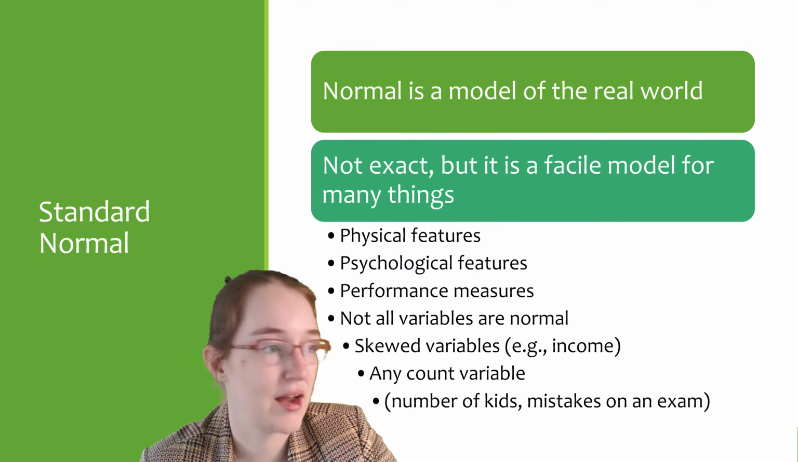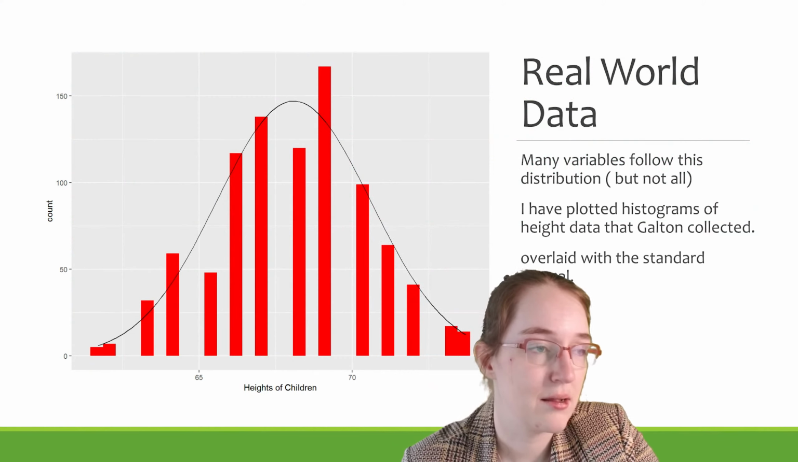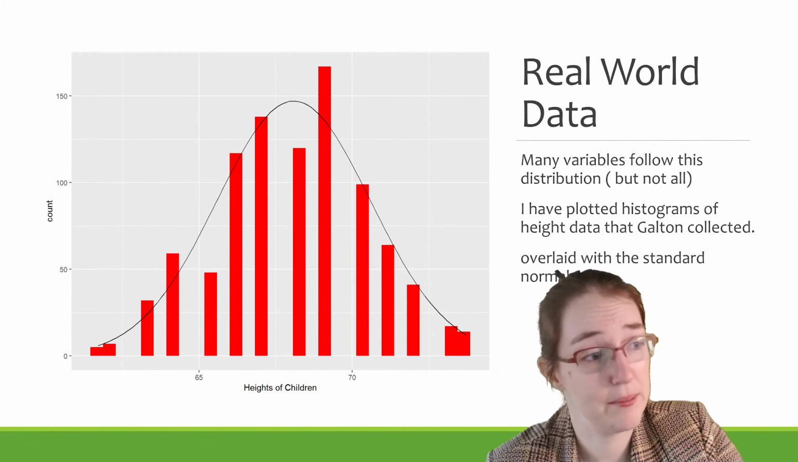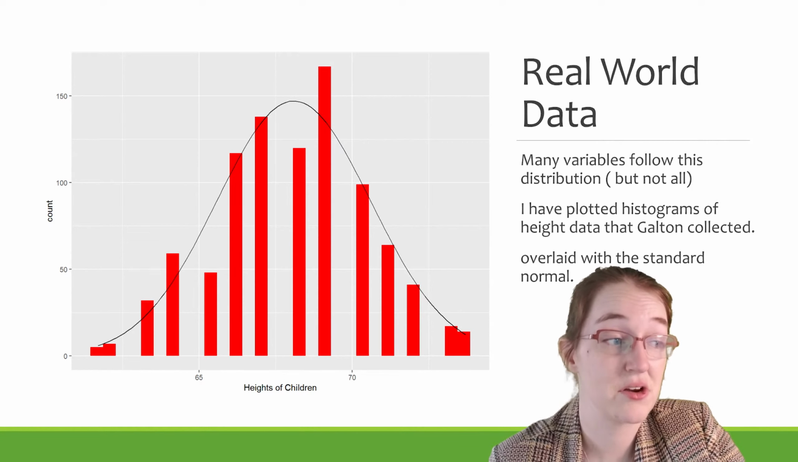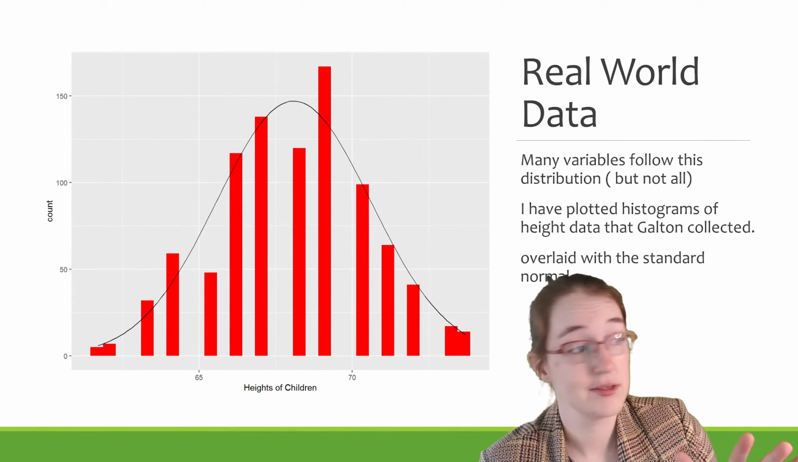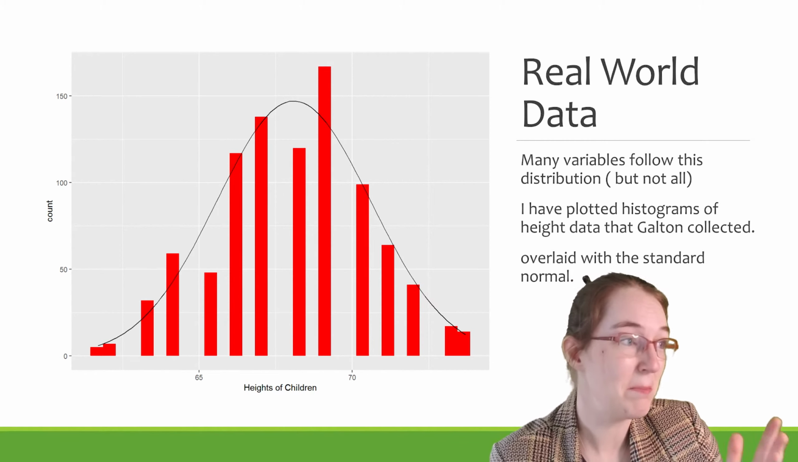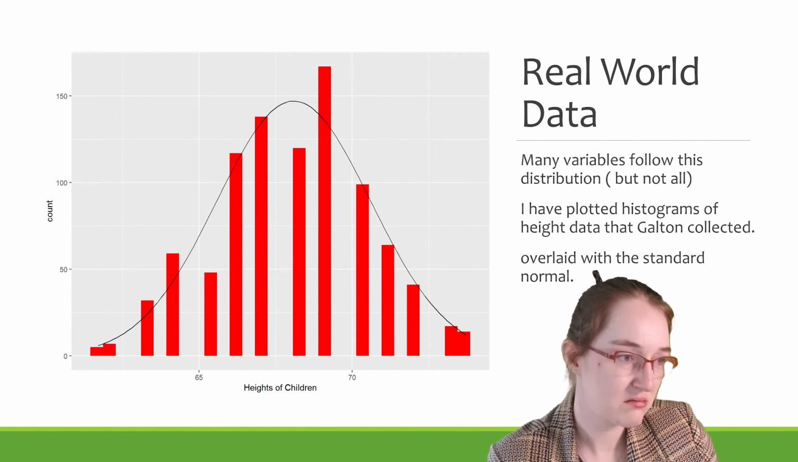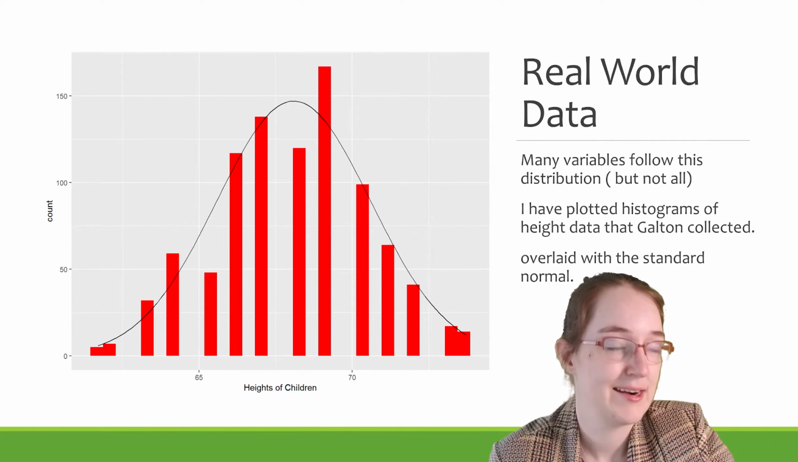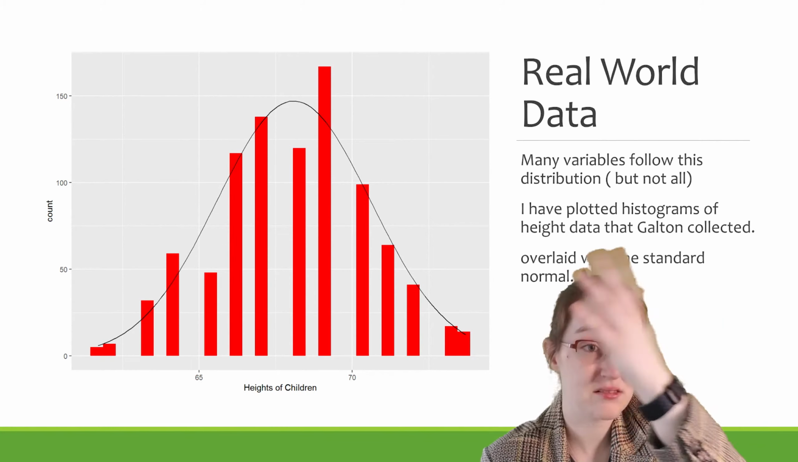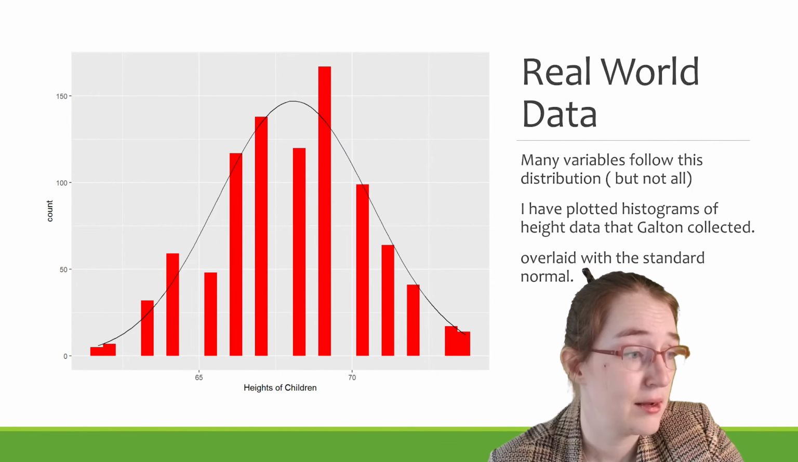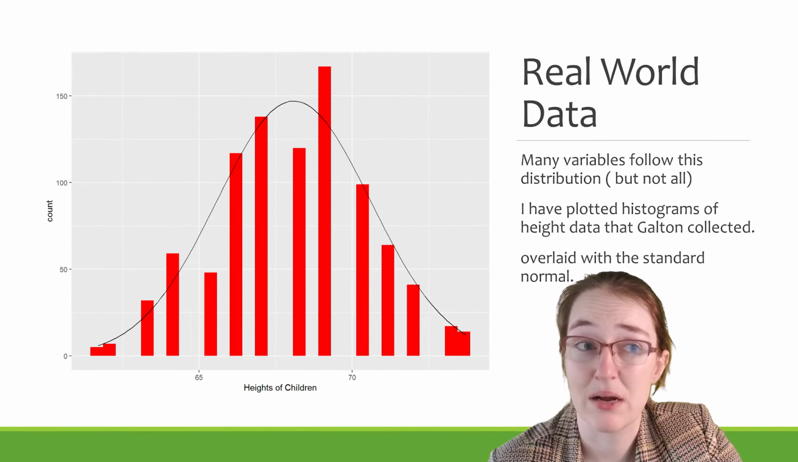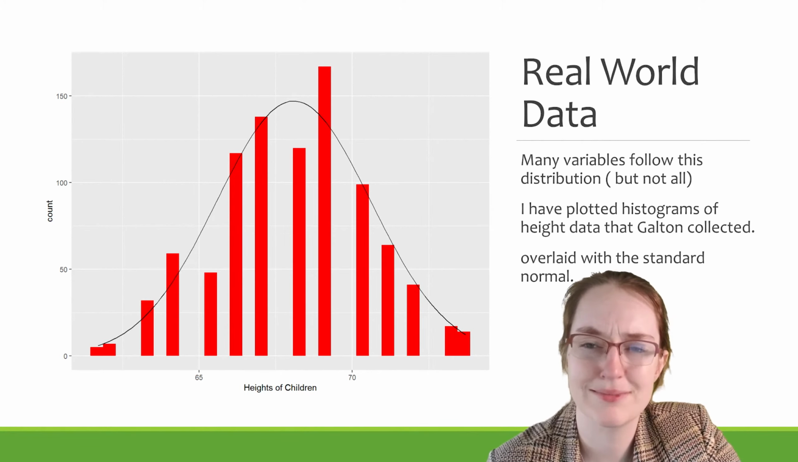To illustrate, I have plotted a histogram using height data that Galton collected. This is overlaid with a standard normal, so you can see it's not perfect, but it's pretty good. It's got that nice bell-shaped curve. And pester me if you want the R code. I might upload it.